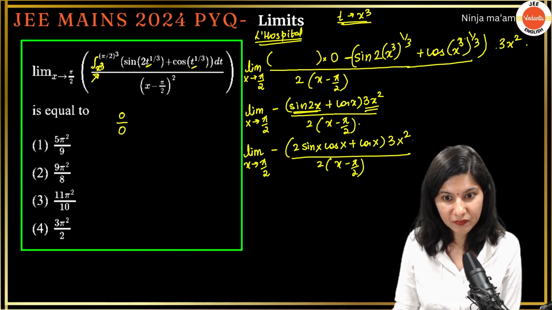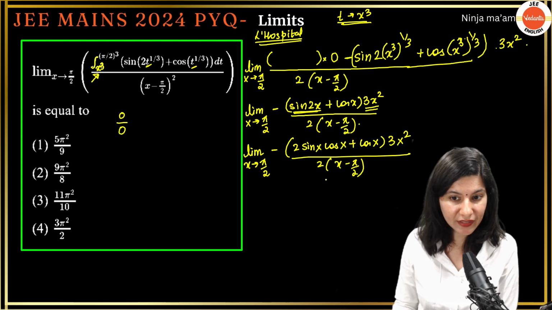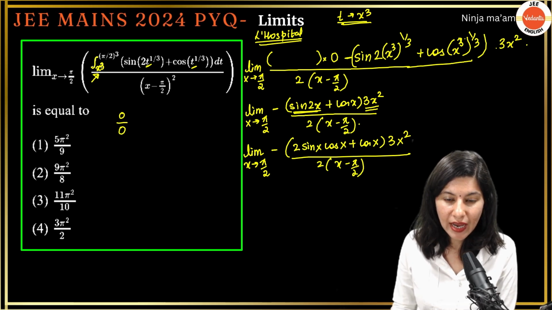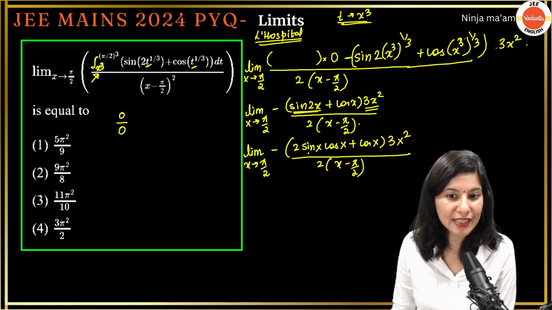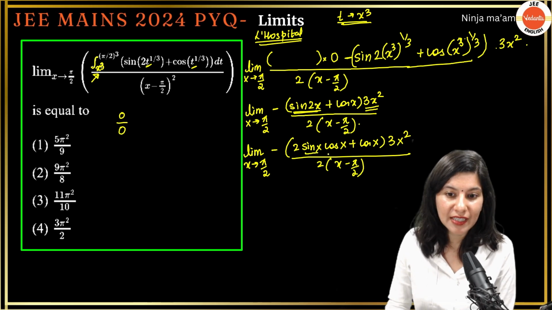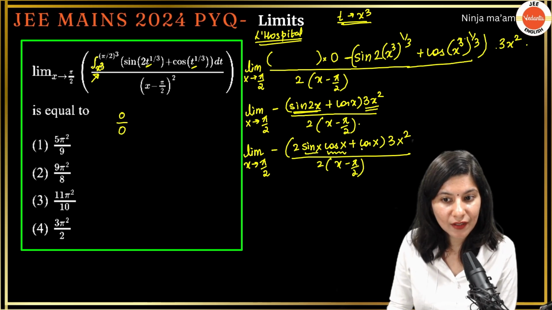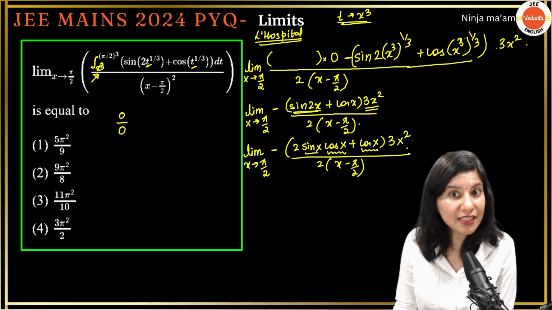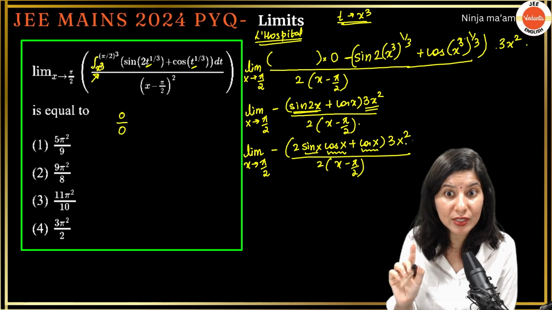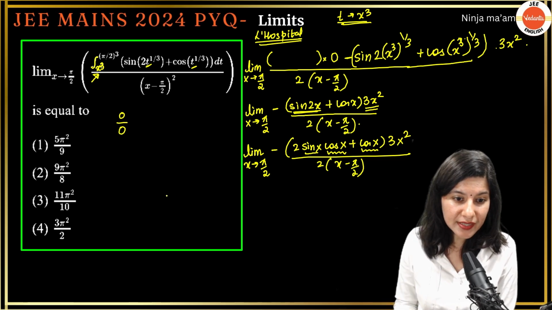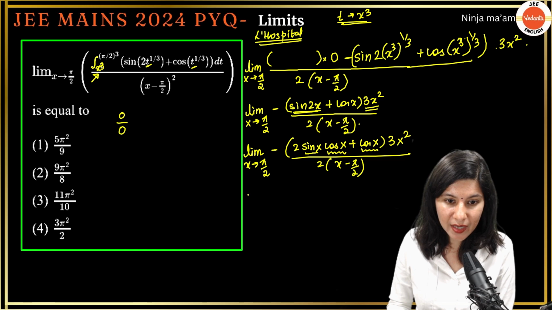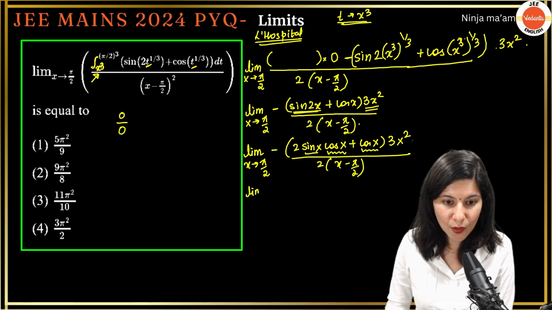And if I put pi by 2 right away, the denominator is still 0. And exactly what is making 0? Just tell me. Sine pi by 2 is not a trouble. This cos x is a trouble. 3x square is also not a trouble because x is tending towards pi by 2. So what I am going to do is take this thing common.